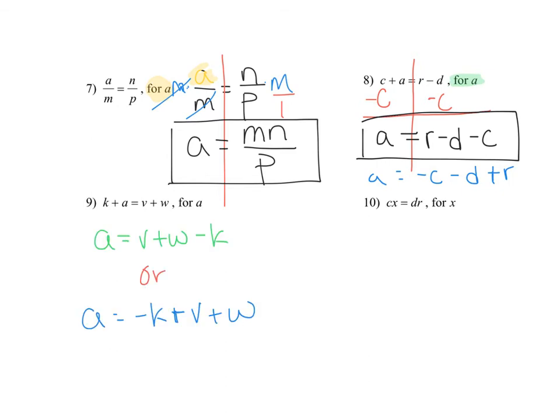So if you got it right, the top answer in green is perfectly fine. A equals V plus W minus K. Or if you wanted to alphabetize it and be extra fancy, I would also accept A equals negative K plus V plus W. So either answer is acceptable.